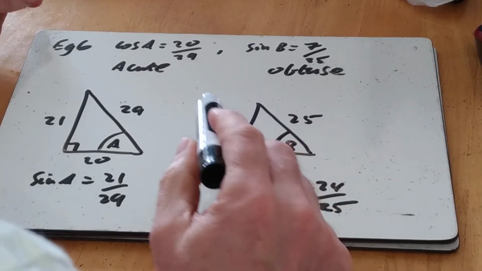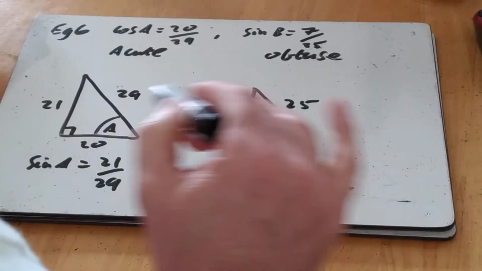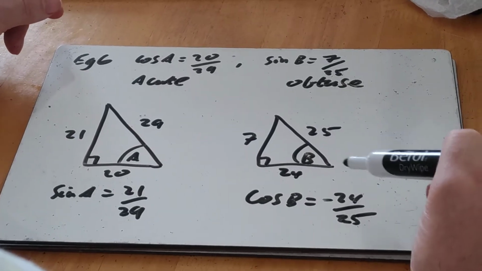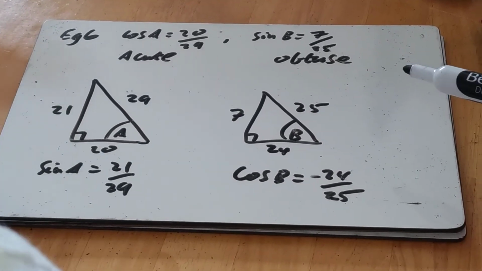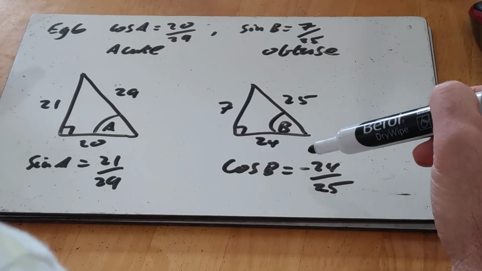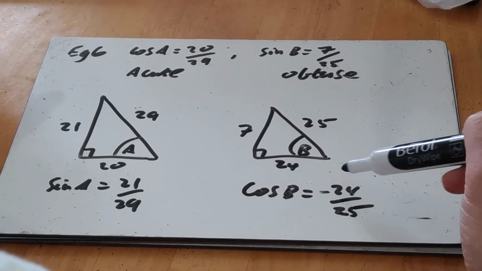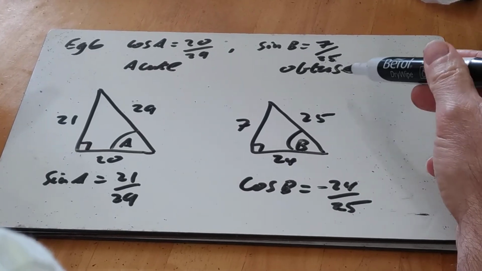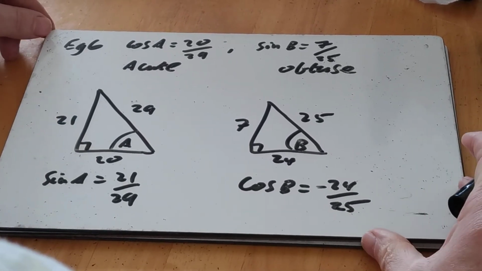So our method: treat the angles as if initially they are acute in part of a right angle triangle, and if they're not, then you've got to use your CAST diagrams or whatever your method is to write the actual plus or minus that goes with it. The size of cos B will be that. But because it's an obtuse angle, it has to be negative, so it's minus 24 over 25.